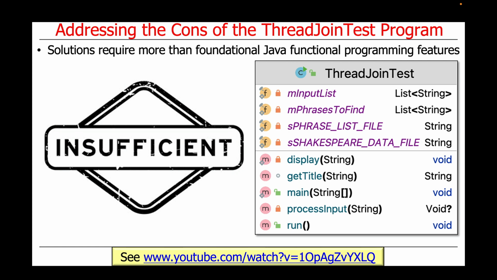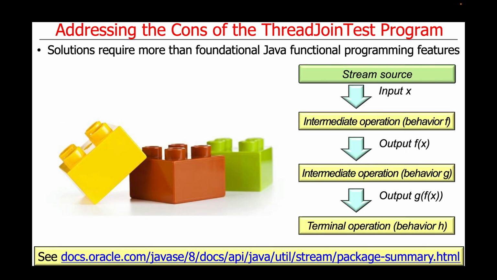Solving the accidental complexities we just discussed requires more than just the foundational Java functional programming features. Fortunately, modern Java provides other frameworks, such as the sequential and parallel streams frameworks, that can be applied to address these accidental complexities more effectively than by using the foundational Java functional programming features in isolation.